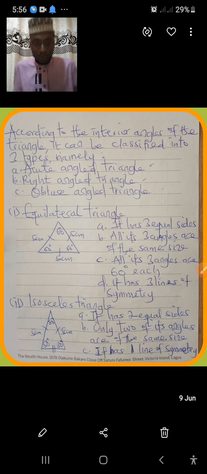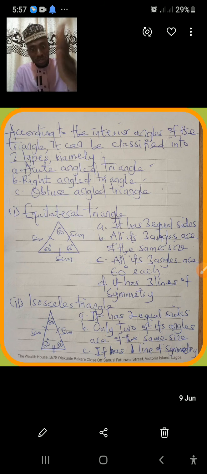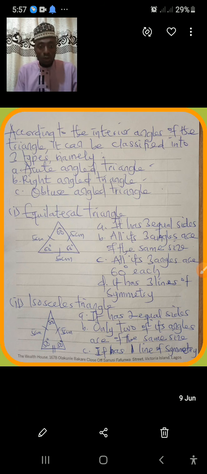What do I mean? I've explained the equilateral. It has 3 equal sides. All the angles are of the same size, all the three angles are 60 degrees each, it has three lines of symmetry. If you draw it, you see that it has three lines of symmetry. Take note of the lines of symmetry, please. Isosceles triangle too has two equal sides. Only two of its angles are equal.